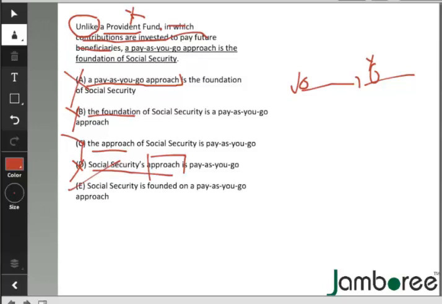All we did was see whatever is appearing after the comma, and whether it is directly comparable with provident fund or not. That's it. And Suminder, did you get this question? Any doubts?